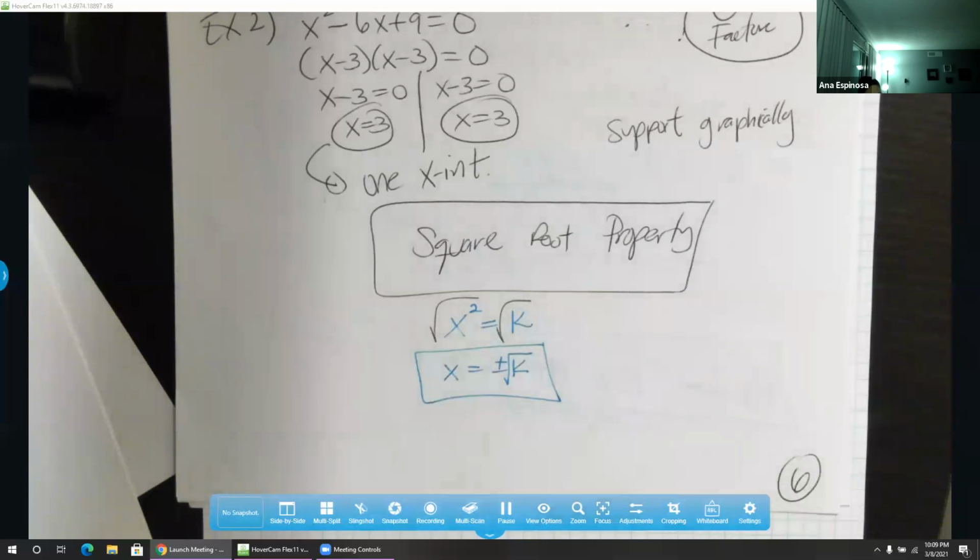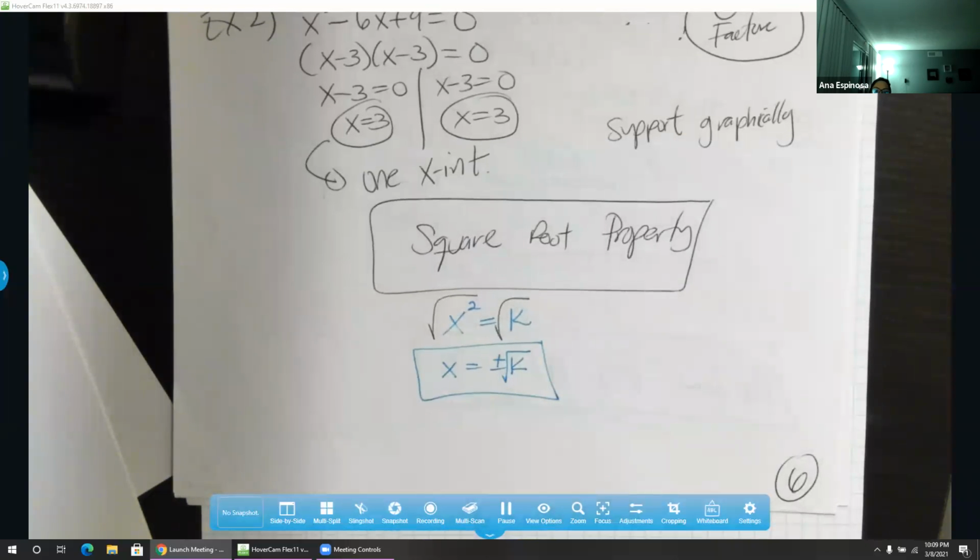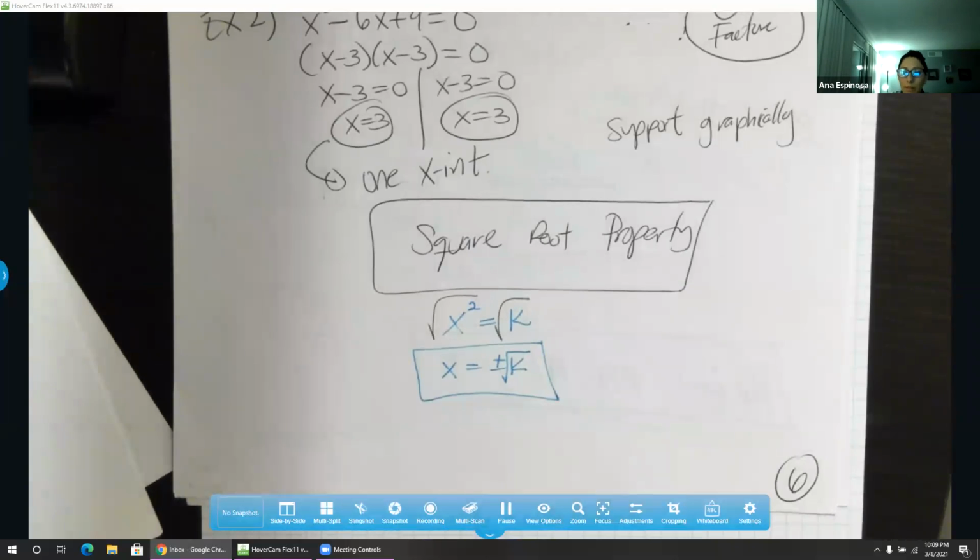All right, so know the square root property. When you take the square root of both sides, you do have to put a plus minus of that number. That's all that it is saying. If it's a 0, that plus minus does not exist because there is no plus minus.